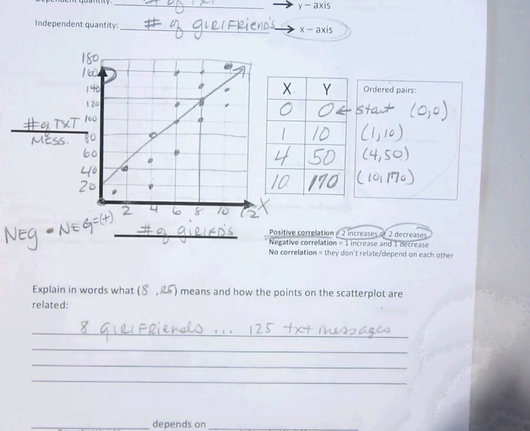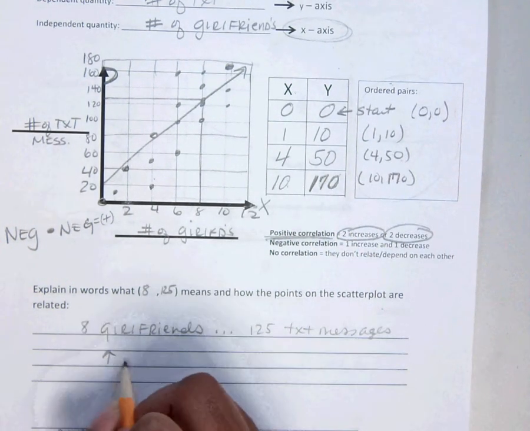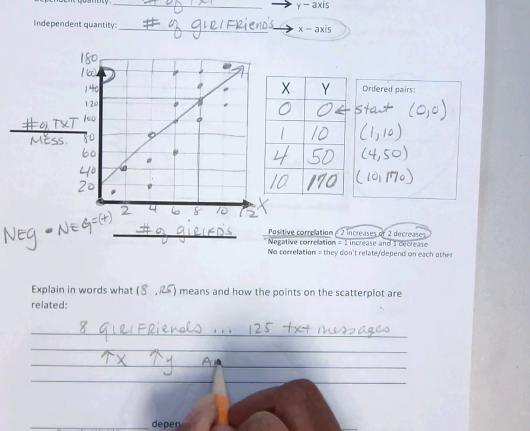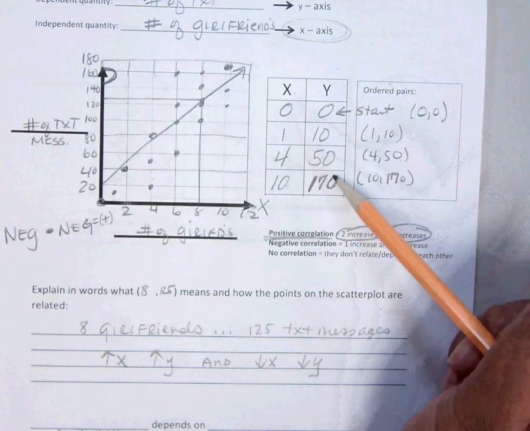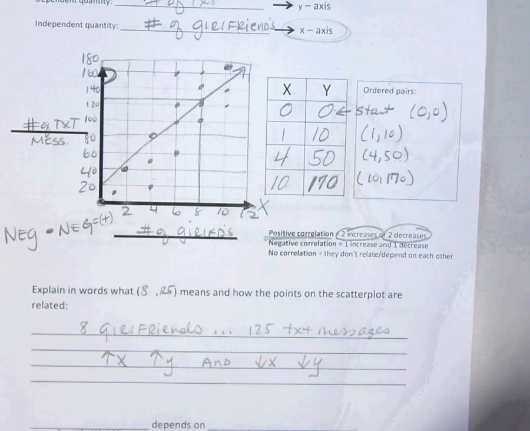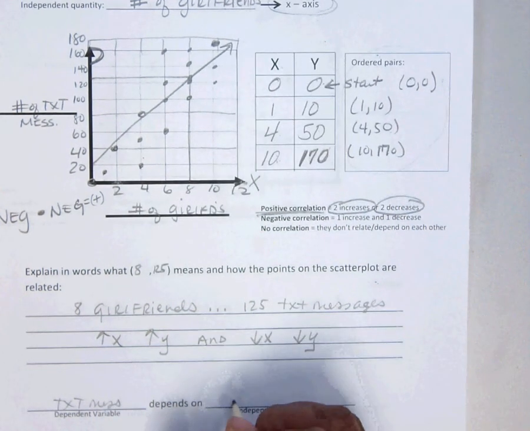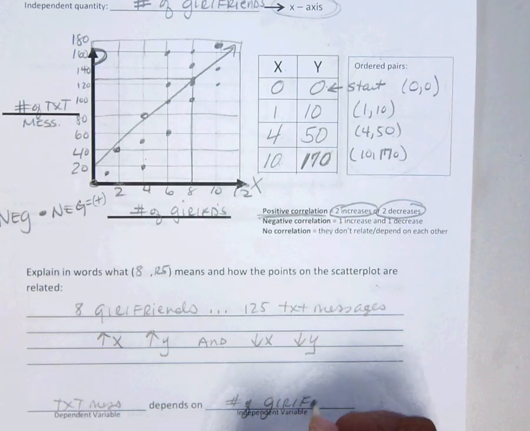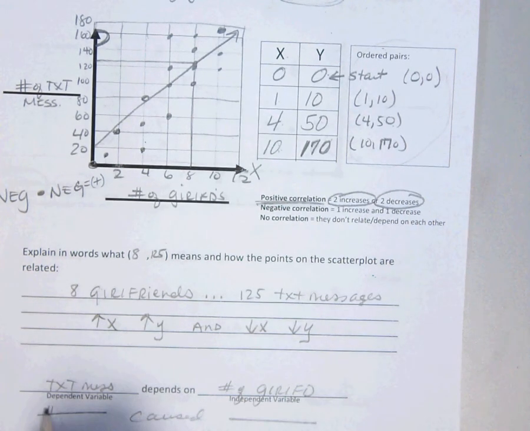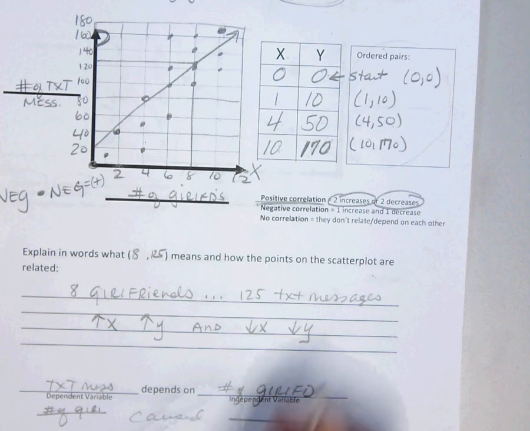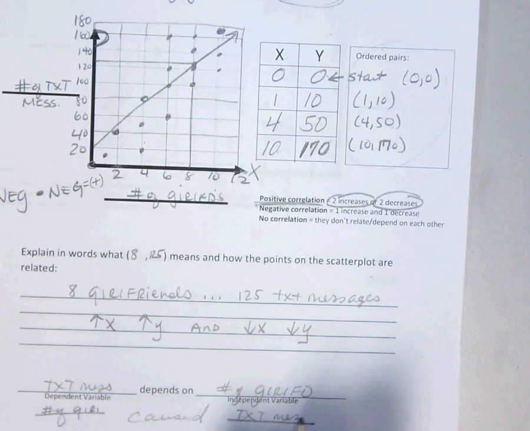And how are these points related? Because they're increasing. My X column is increasing as my Y column increases. Increase in the X, increase in the Y, and it also will decrease in the X and decrease in the Y. So if you look here, I'm going down, and I'm going down as well. The values are going down. So what depends on what? The text messages depend on the number of girlfriends. And if that doesn't help you, you can also write what caused what. Well, the number of girlfriends caused the amount of text messages that you got.